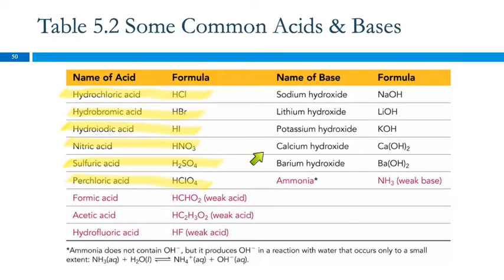For the bases, a lot of these are metal hydroxides. Some of them have 2 hydroxides, some just have 1. These are all considered strong bases. They are ionic compounds. They separate completely into ions. Ammonia is the only weak base that you need to remember. That's a weak base.